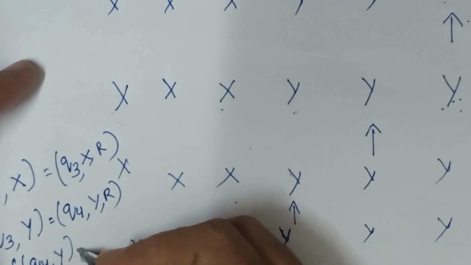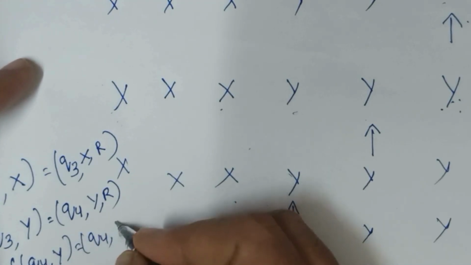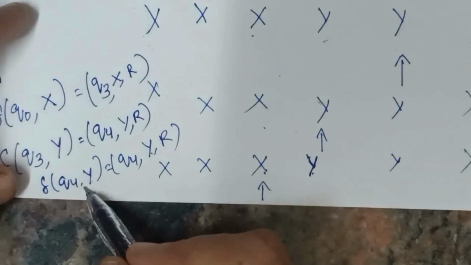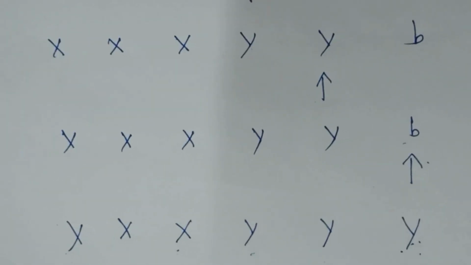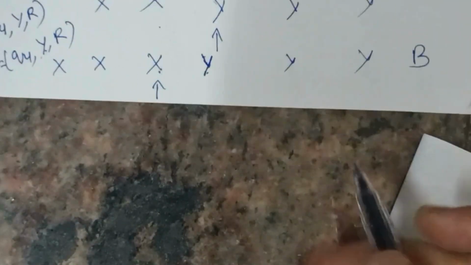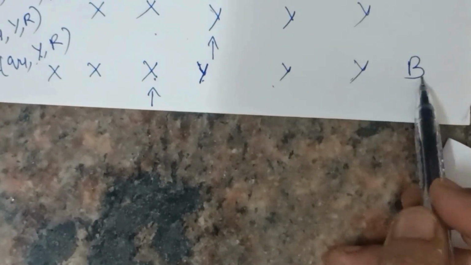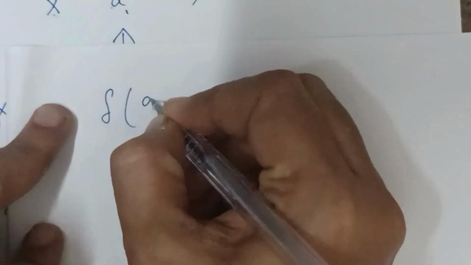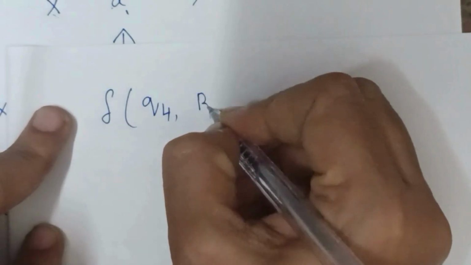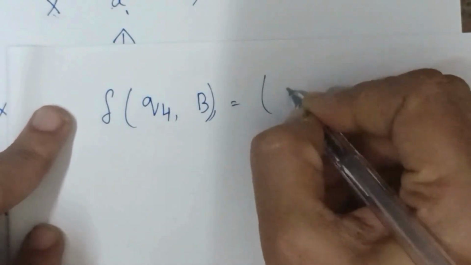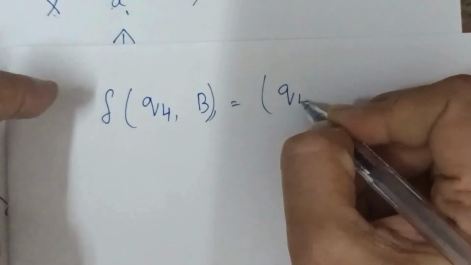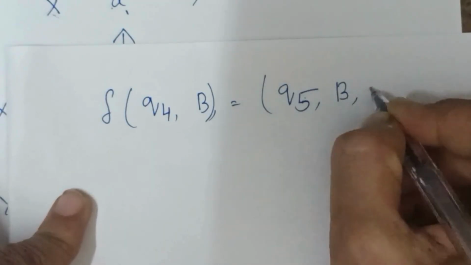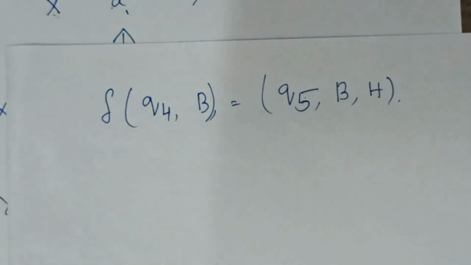So Q4 on Y, same task will be performed. So let it remain in the same state. Read Y, write Y and move to right. Okay, next step. After reading Y, writing Y, move to right. Finally we will get B. B represents the blank symbol. So delta of Q4 reading B equals Q5, so we are reaching the last state. So we'll write Q5, replace B with B only, and we will be in the halt state.